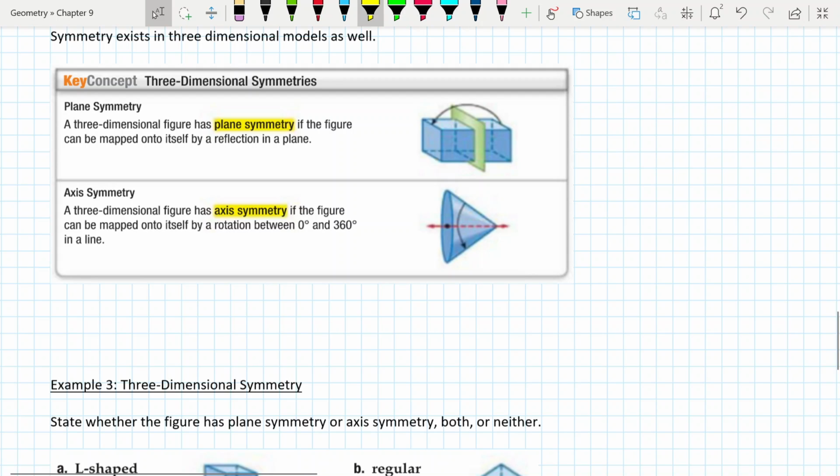So symmetry exists in three-dimensional models as well. Imagine you've got yourself a box, like maybe you just got something in the mail recently, because everyone's ordering everything online right now in the COVID universe. But if you were to take that box and cut it in half, like imagine you could with a big knife, just cut it all in one nice, straight plane, you would get something called plane symmetry.